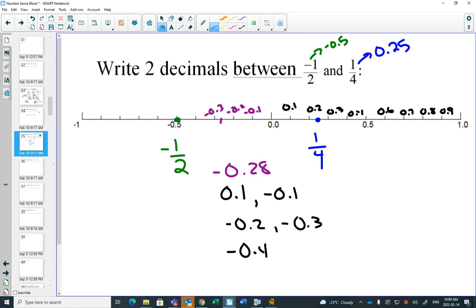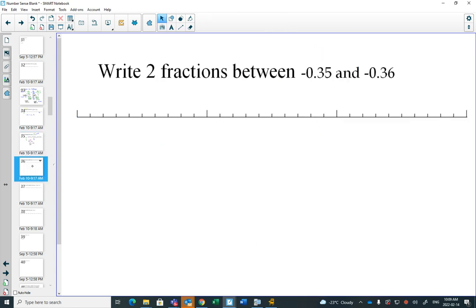Okay, next one. Ooh, no scale is given. You create your own. Decide what you're going to have for these. And then write two fractions. Whew. This is a little bit of a challenge. On the next page.